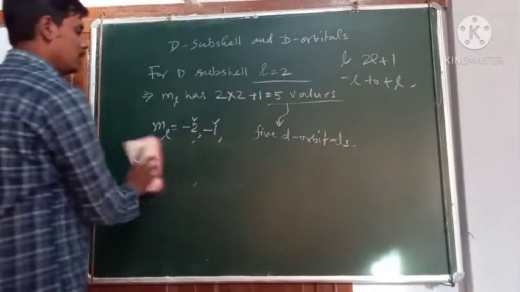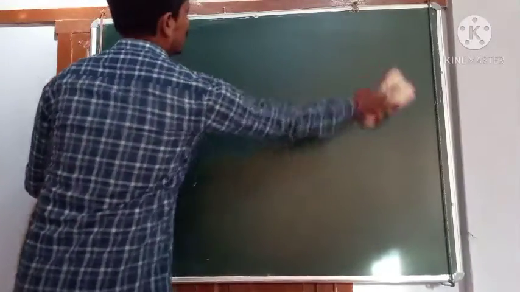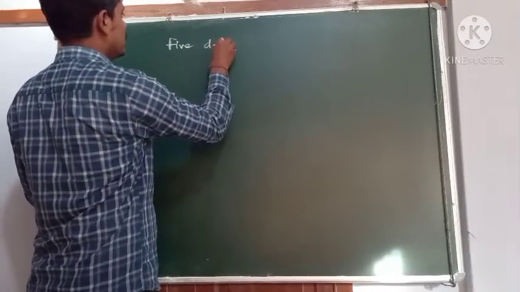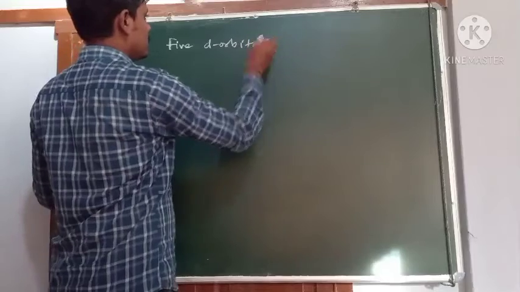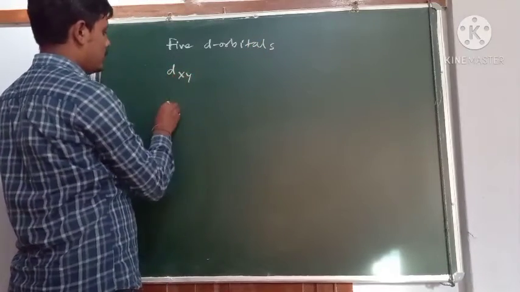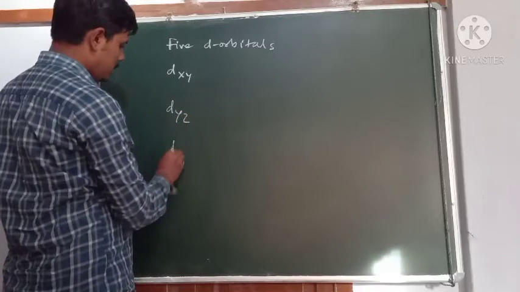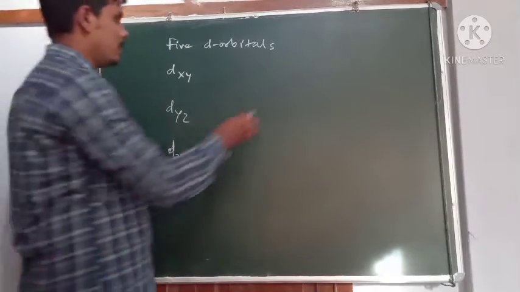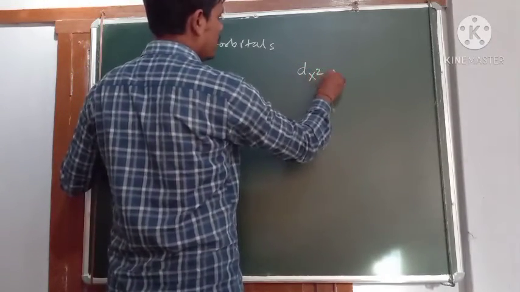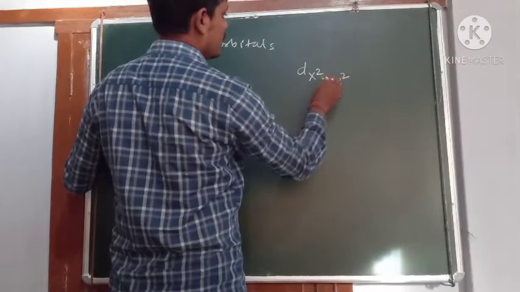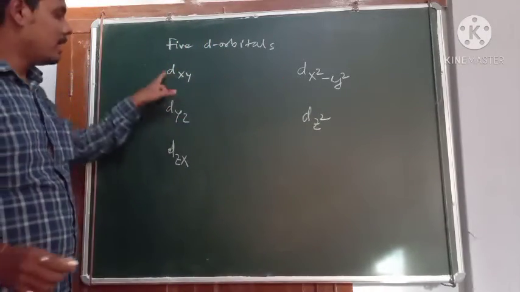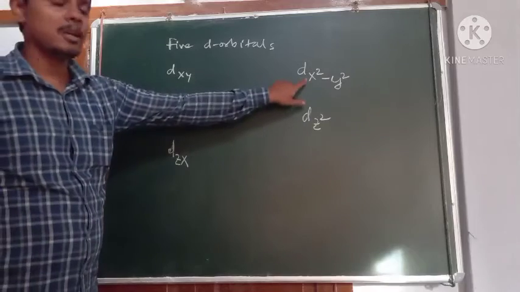Okay, so now let us see what is the geometry of those d orbitals. In d orbital এটা কেনেকুৱা থাকে? Now there are 5 d orbitals. So one is dxy, dyz, dzx, and the rest of the two are dx square minus y square and dz square. Okay, so there are 5 d orbitals. আমি এনেকে লিখো dxy dyz dzx dx square minus y square and dz square.